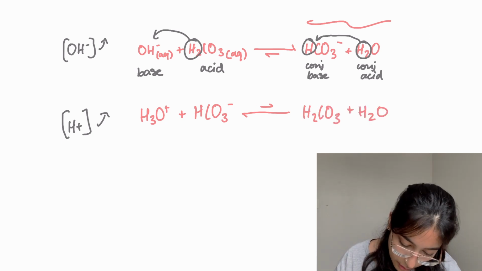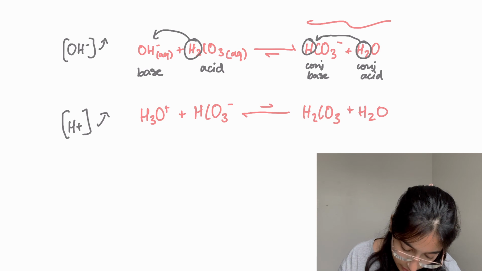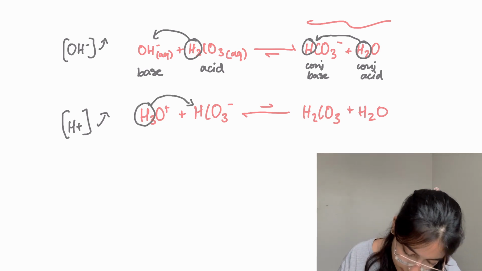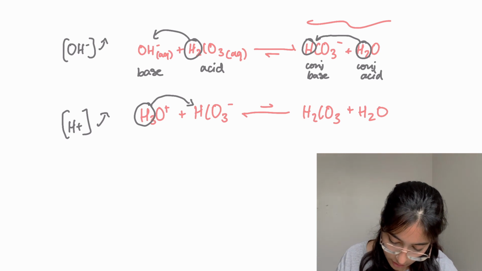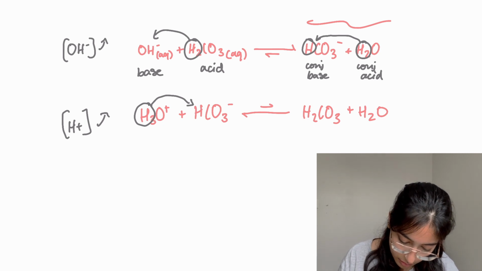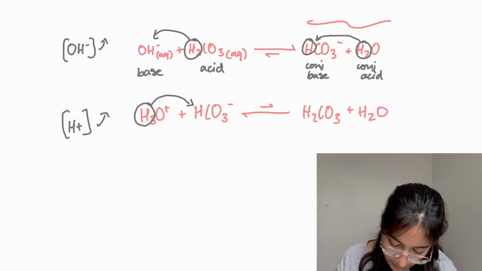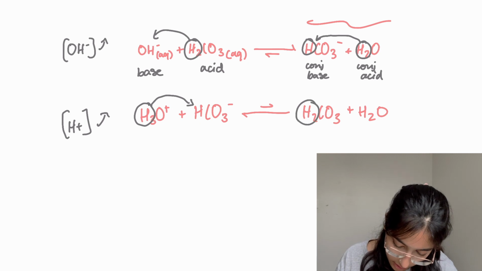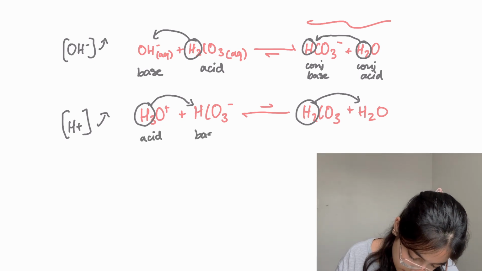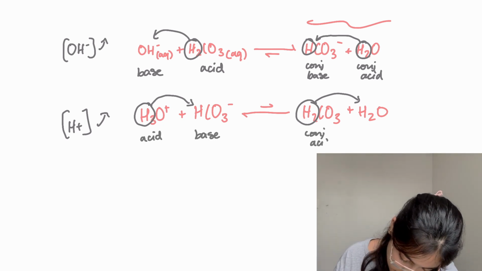So again, let's figure out what's the base, what's the acid. In this case, this one is getting donated to this, right? Because we're going from 3 H's to 2 H's, and then from 1 H to 2 H's. So we know that this is the donor, this is the acceptor. And then on this side, we know that this is the donor, and this is the acceptor, okay? Or we can say then, this is the acid, this is the base, and this is the conjugate acid, and this is the conjugate base.